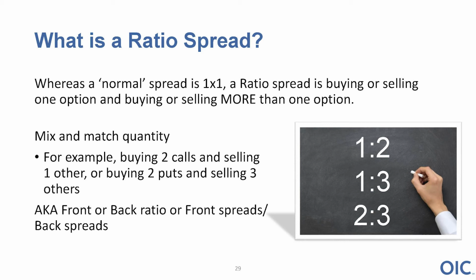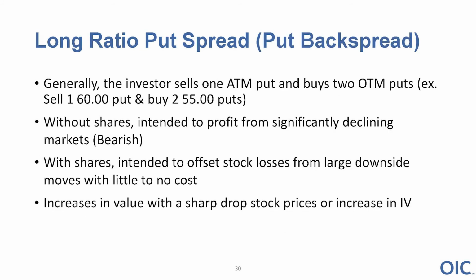So we're going to look at a long ratio spread, in other words, a put back spread. In this case, maybe an investor sells 1 at the money put and buys 2 out of the money puts. In this case, selling a 60 level put and then buying 2 55 puts against it. If we do this without the shares, we're doing this to participate in a huge binary move to the downside. We're looking to profit from a big declining market. This is a bearish position.